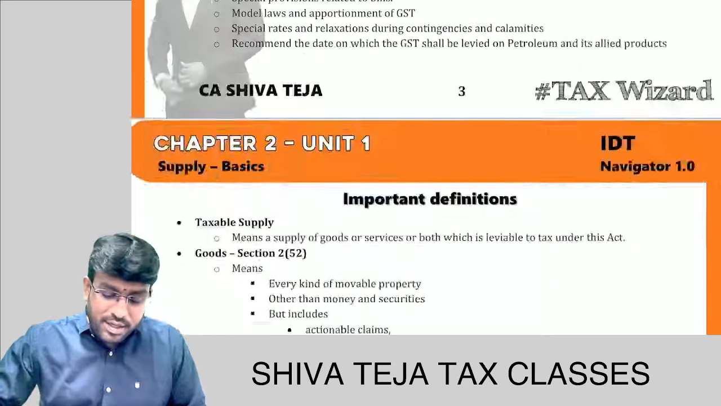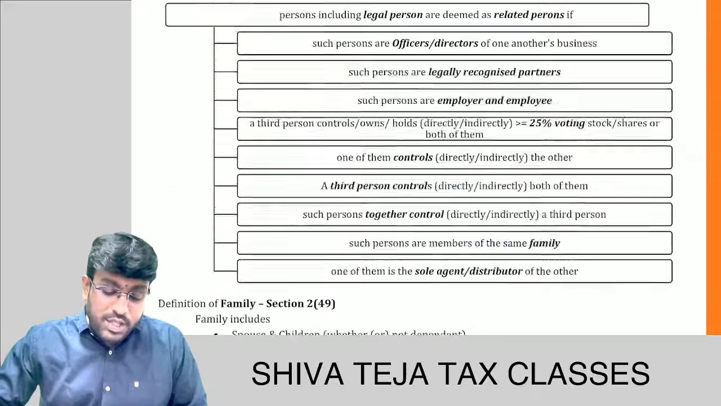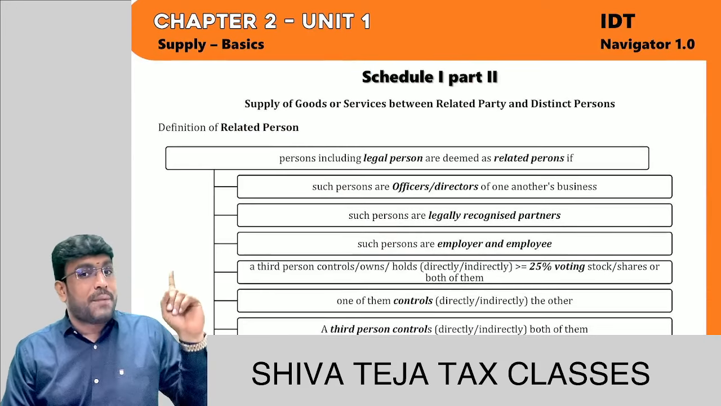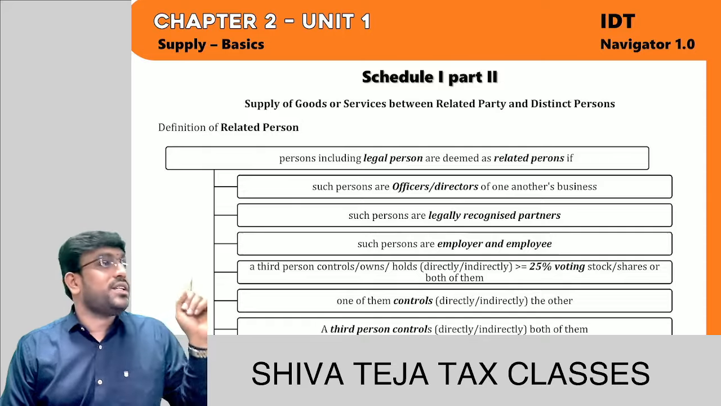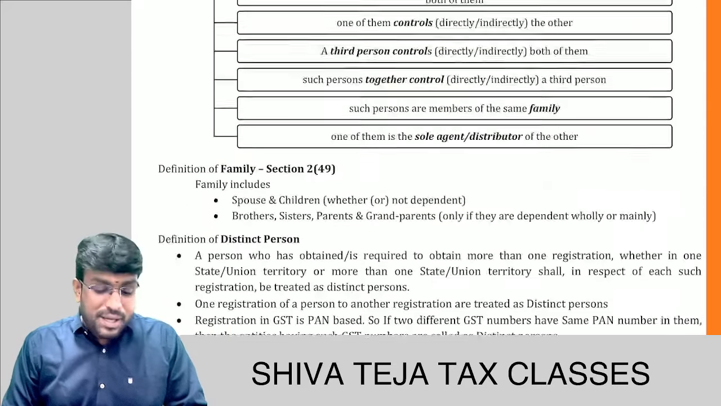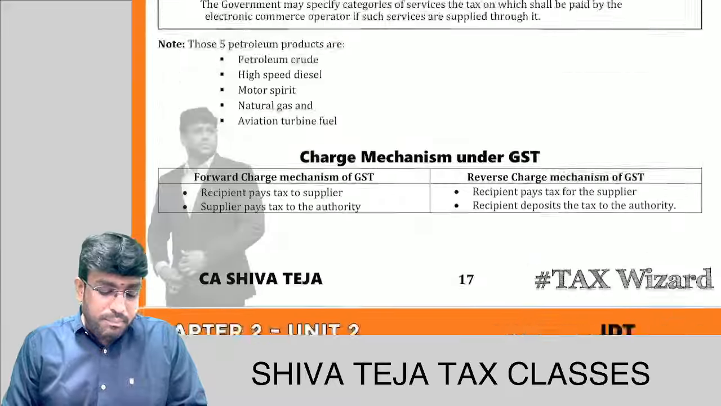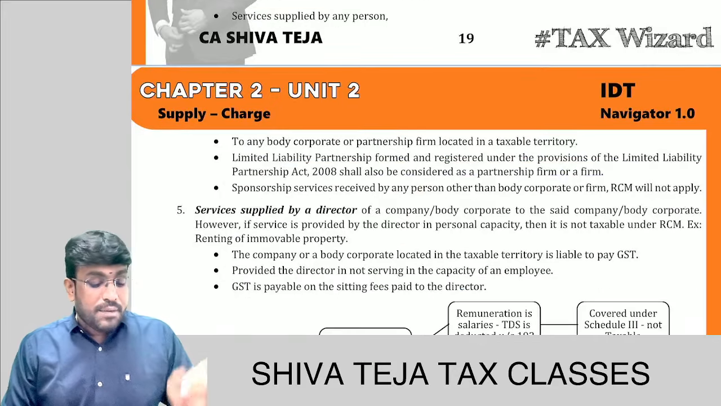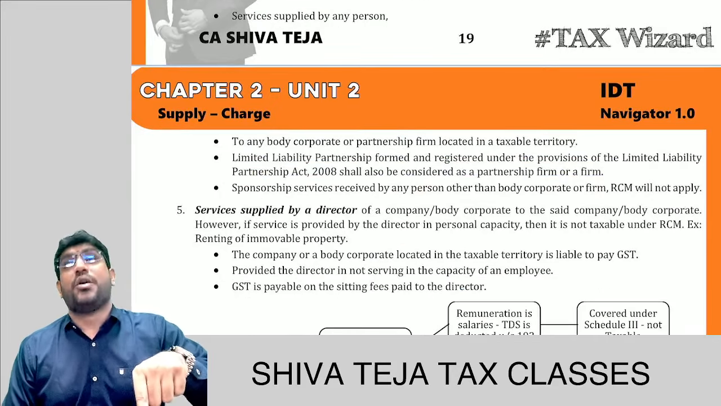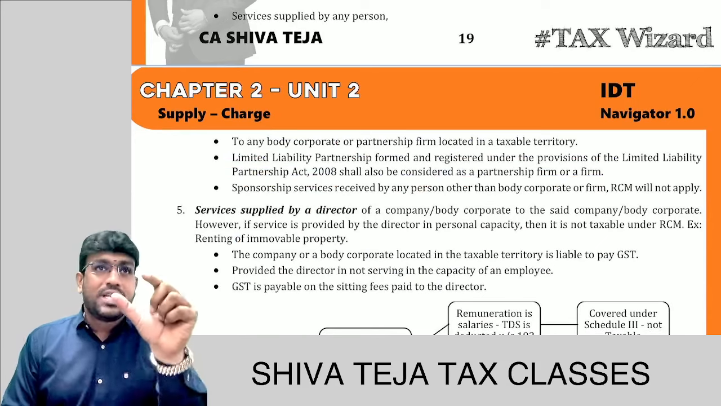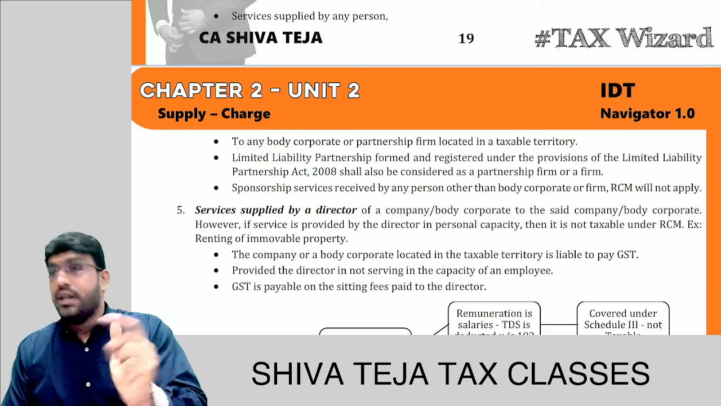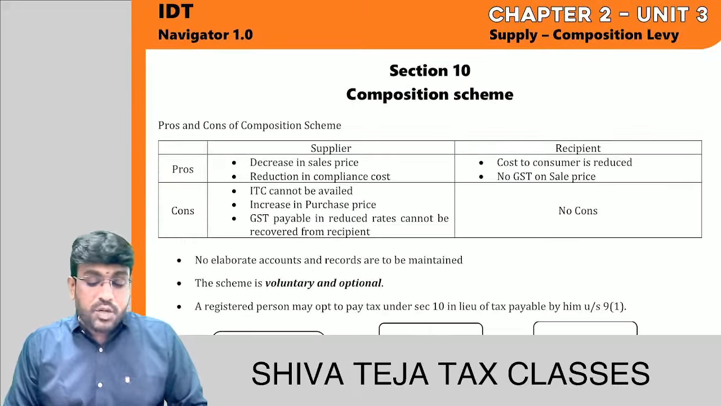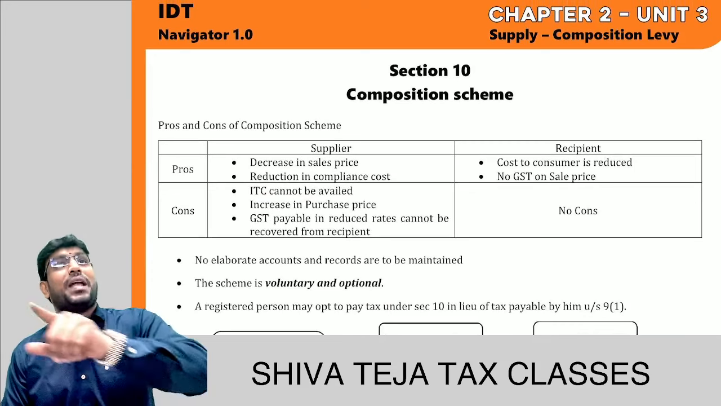In the supply topic, I'll show you something interesting here. You can see at the top, chapter 2, unit 1. Able to see that? Chapter 2, unit 1, I've done supply basics. Then immediately after, chapter 2, unit 2, supply, charge of GST. The chapter is the same, but the units are different. Immediately after charge of GST, you will find chapter 2, unit 3, supply, composition levy.